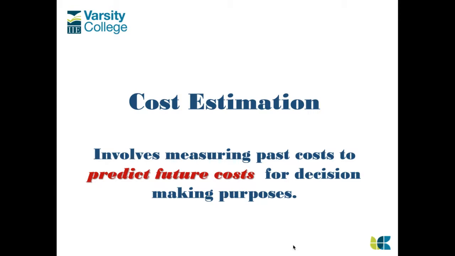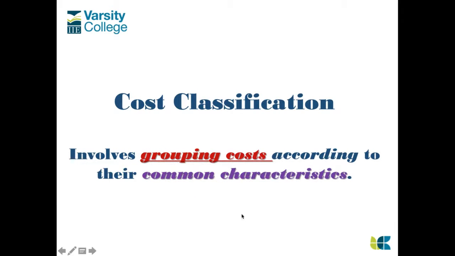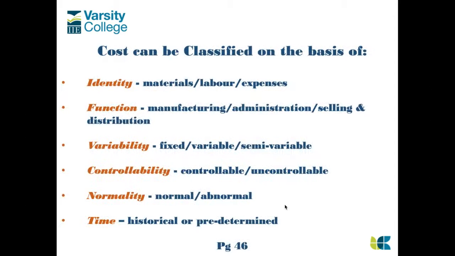Okay, why do we want to estimate costs? So that we can predict future costs, so that we can make decisions. Why do we want to be able to make decisions? So that obviously we can run the business as effectively as possible. Cost classification involves grouping costs according to common characteristics. So what type of characteristics?